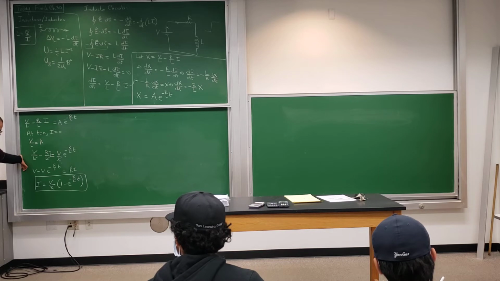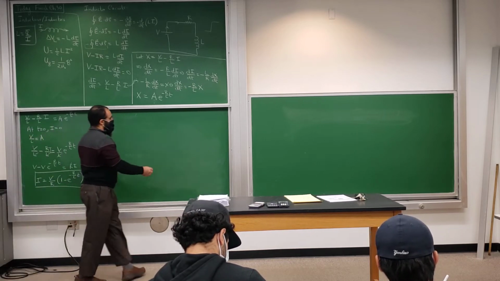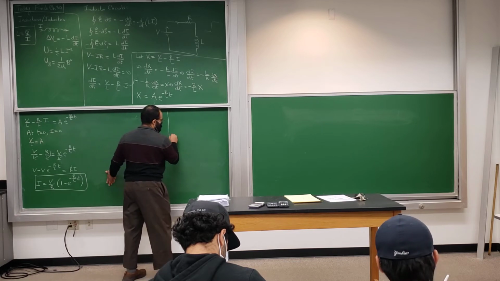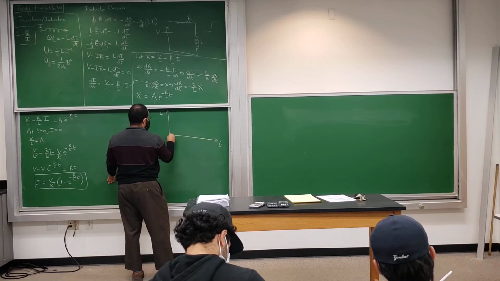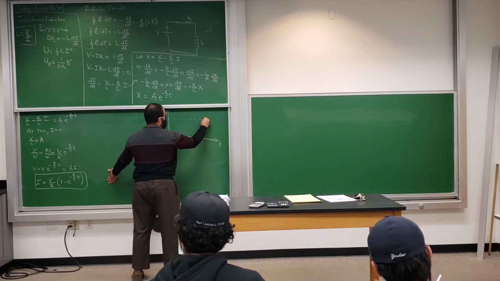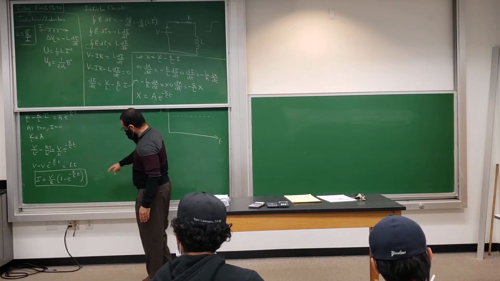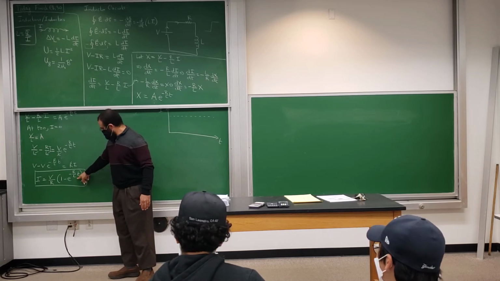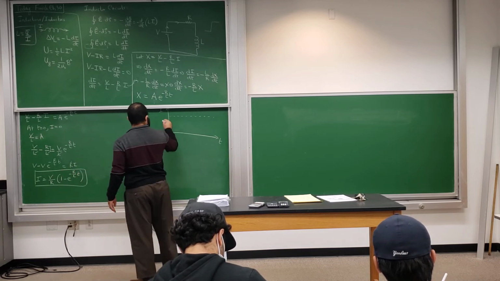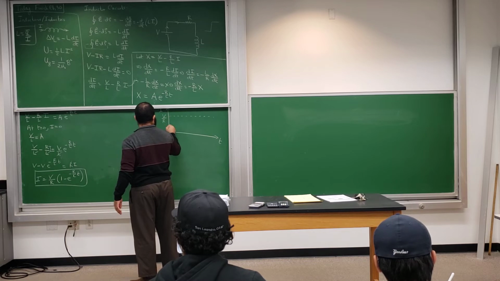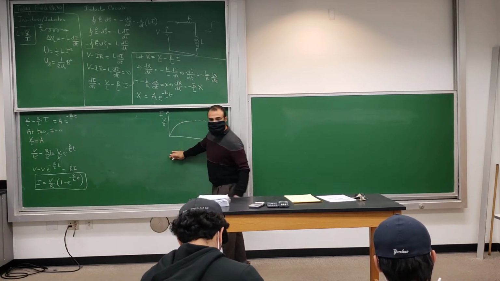So that's, I'm sorry, current as a function of time. Let's plot the current as a function of time. Here's t, here's I, it starts at 0. At t equal to 0 the current is 0, and when t goes to infinity, e to the minus infinity is 0, and you just get V over R. So the current will go like that.